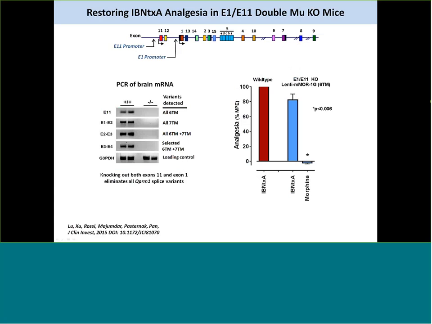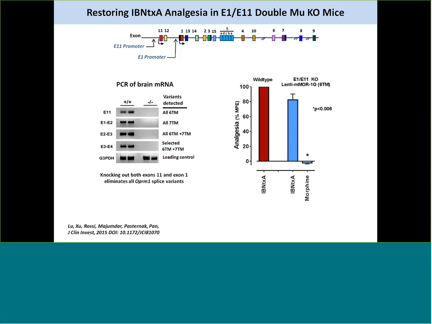Finally, to conclude the role of the 6-TMs, we felt it was important to do a gain-of-function study. Here we use that exon 1, exon 11 double knockout, where we lost exon 11 and exon 1. As you can see, PCR shows that with these different primer locations, there is a complete absence of any of the splice variants of the OPRM1. So this animal is a complete OPRM1 null knockout.